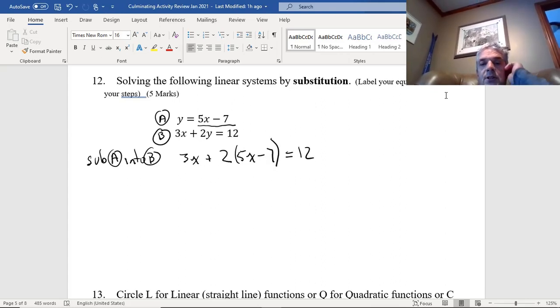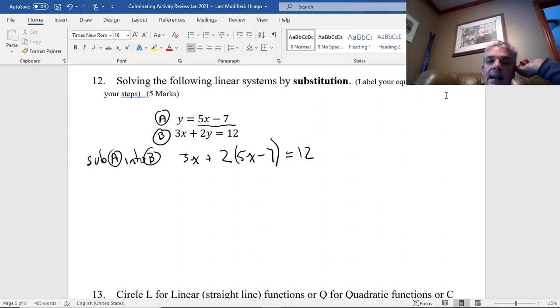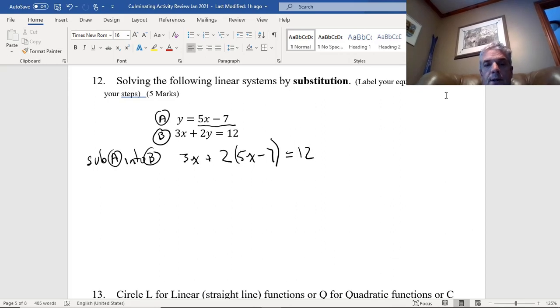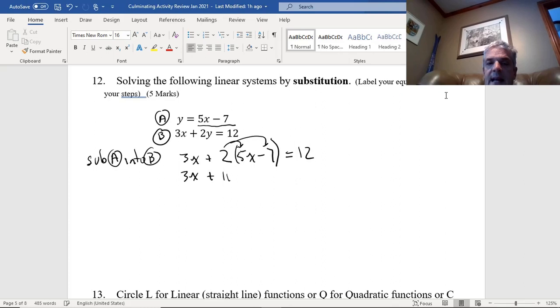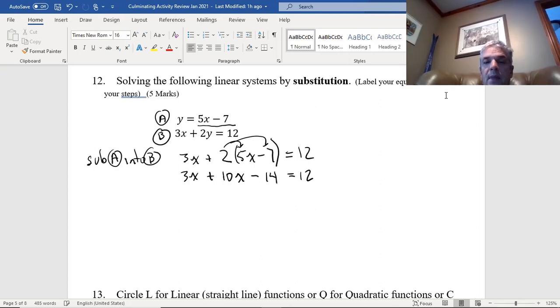And this allows me now to have an equation with just an x in it, and I can solve for x. All right. So what I do is I solve it out. 3x, and then the 2 has to multiply in here. That's going to give me plus 10x, right? And this is going to give me minus 14 equals 12.